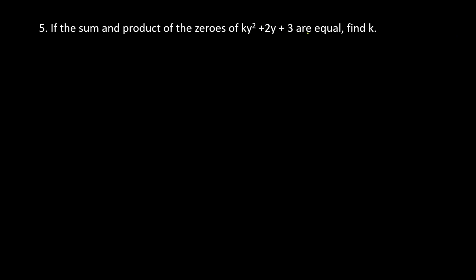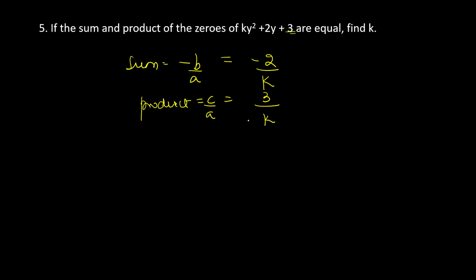For the last question, we had if the sum and product of the zeros of ky square plus 2y plus 3 are equal, find k. What is the sum of zeros here? Sum of zeros is same as minus b by a, which is minus 2 by k. And product of zeros is c by a, which in this case would be the constant 3 divided by k.